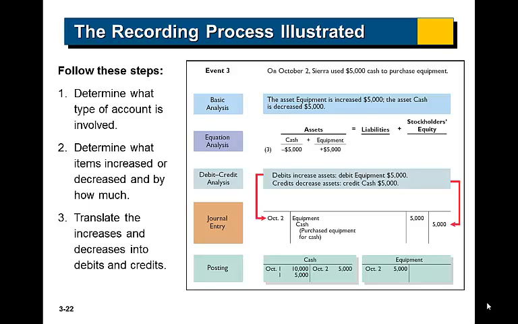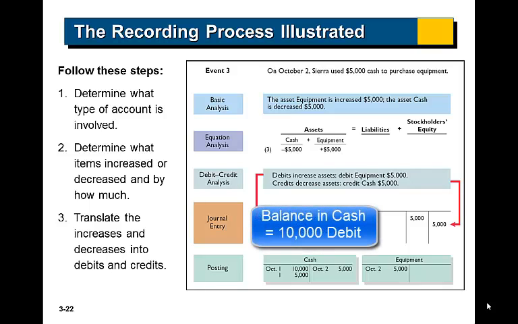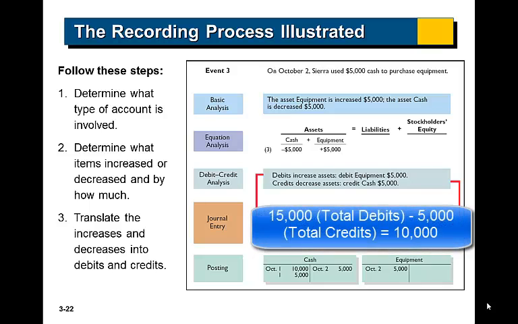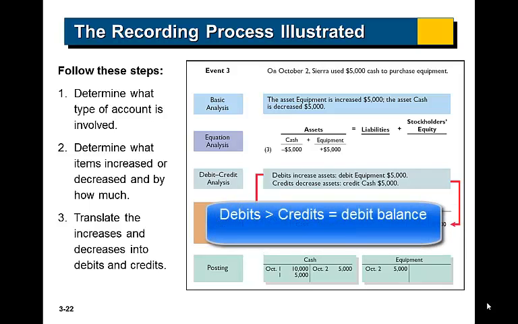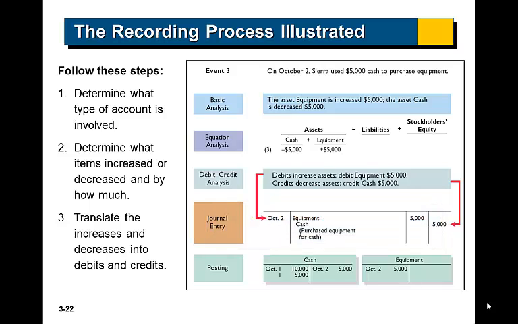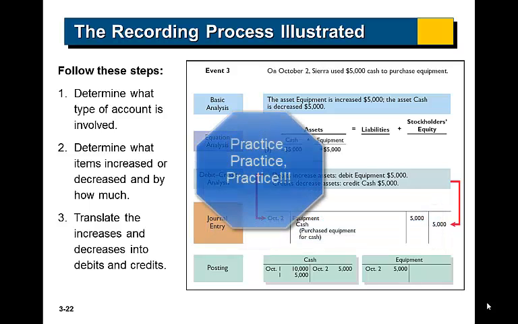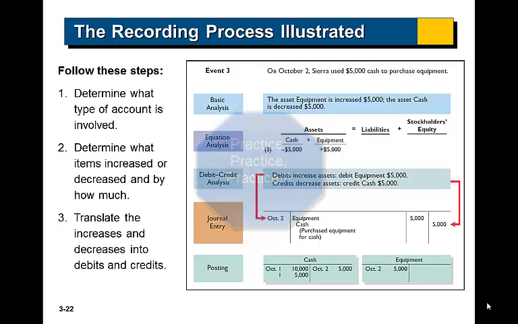What is the balance in cash after these 3 events are posted? It's a $10,000 debit balance. The total debits are $15,000. The total credits are $5,000. You subtract those numbers to get $10,000. It is a debit balance because the debits are larger. I would suggest that you now look through the remaining transactions for Sierra Corporation and practice journalizing and posting them.